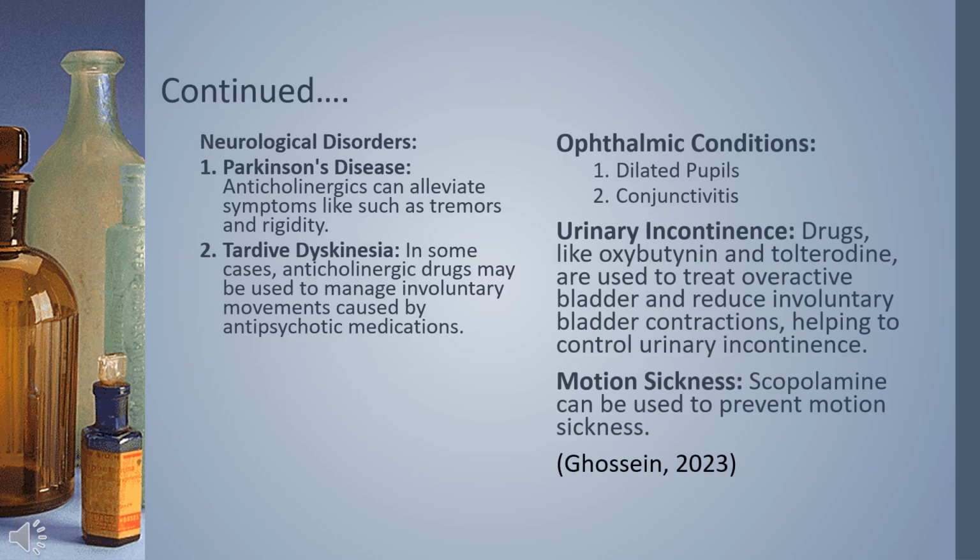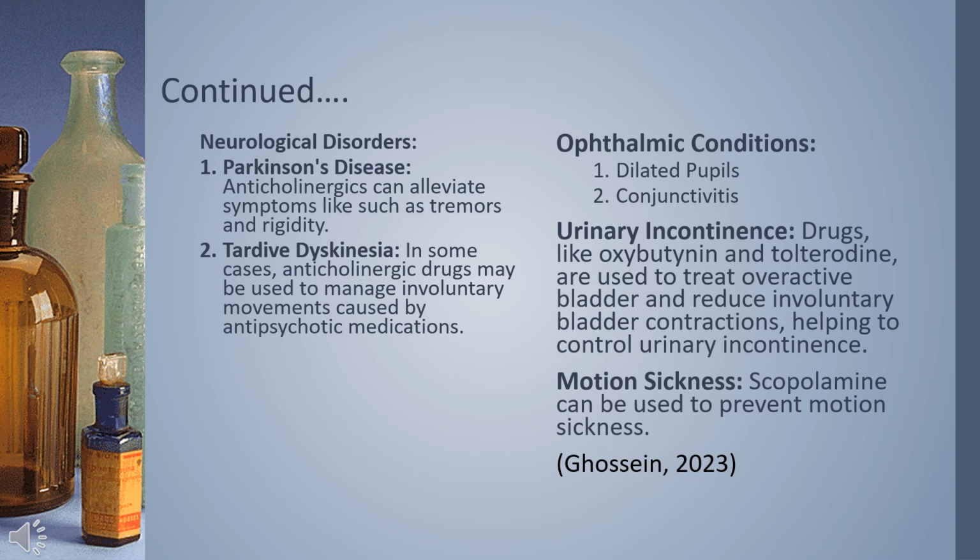The next disorders in which healthcare providers prescribe anticholinergics are neurological disorders. In neurological disorders, mainly in Parkinson's disease, it helps to alleviate symptoms like tremors and rigidity, as we already know, because it helps to smooth the muscle contractions. Next, tardive dyskinesia. In some cases, anticholinergic drugs help to control involuntary movements, as these are a side effect of antipsychotic medications, we can say. So we also prescribe these medications in these conditions.